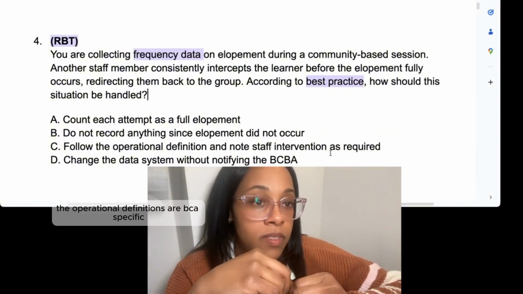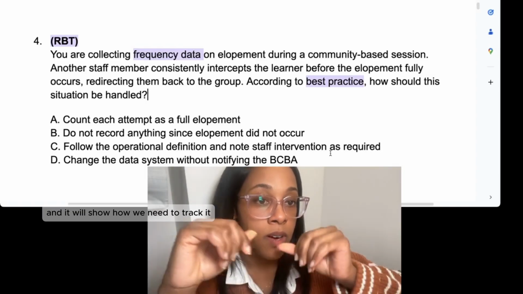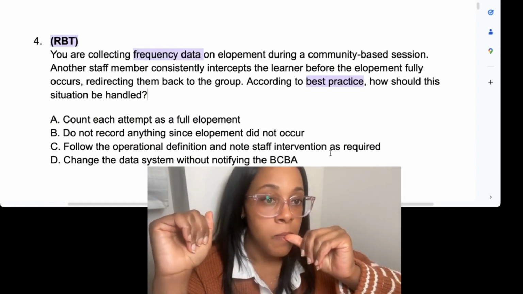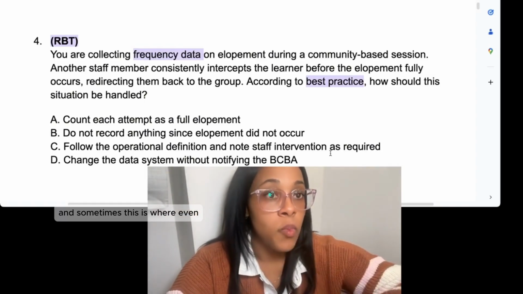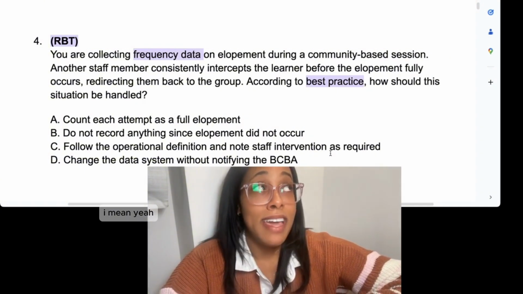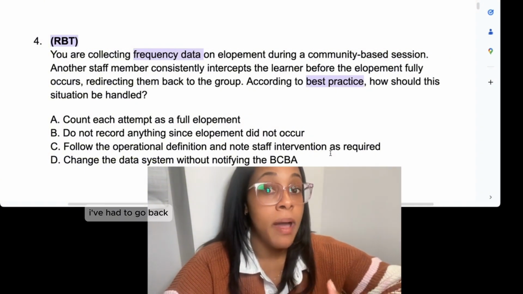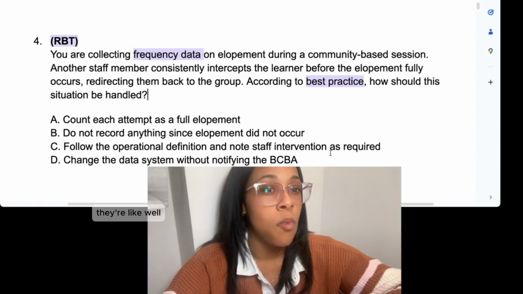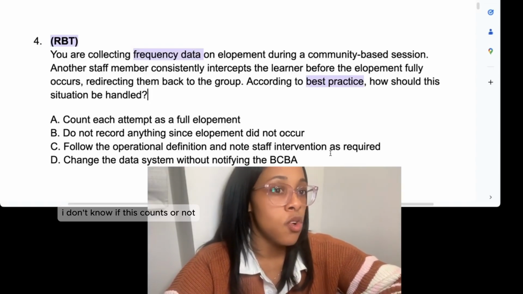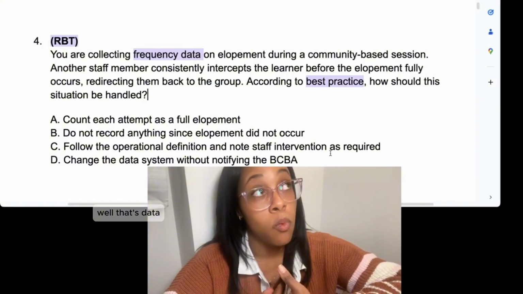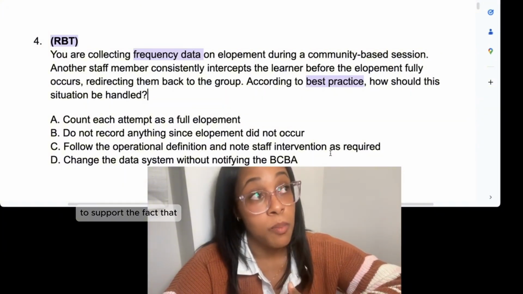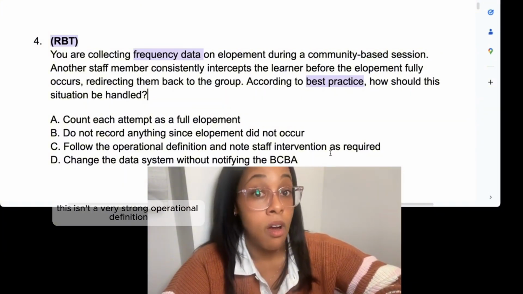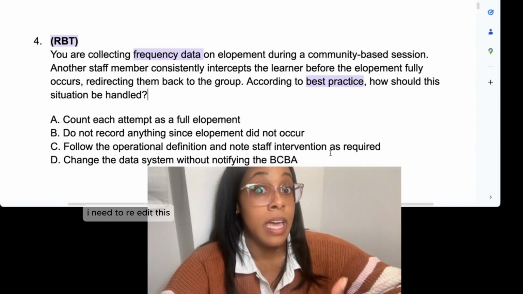The operational definitions are BCBA specific, and it will show how we need to track it. And sometimes this is where even, of course, me as a BCBA, I've had to go back and rewrite an operational definition because they would come to me. They're like, well, I don't know if this counts or not. And to me, I'm like, well, that's data to support the fact that this isn't a very strong operational definition. I need to re-edit this.